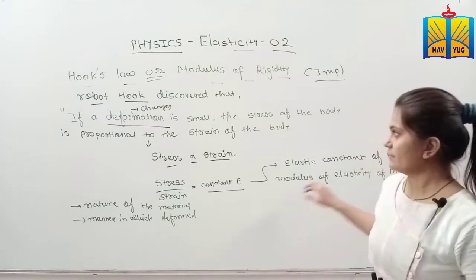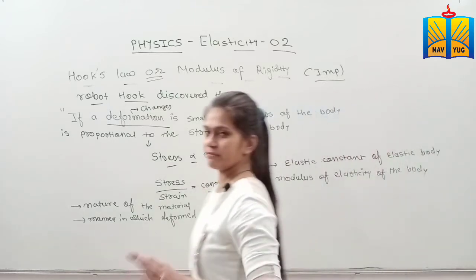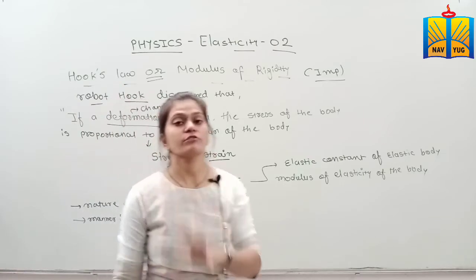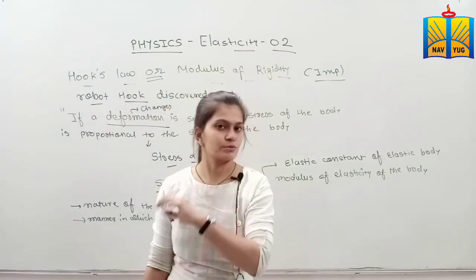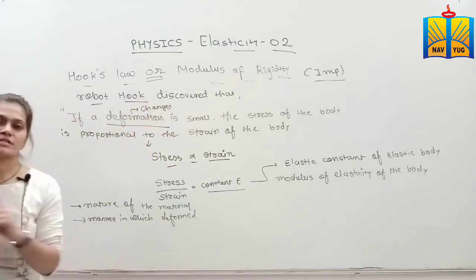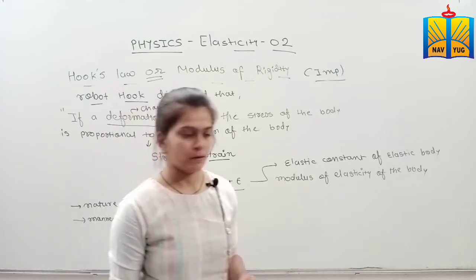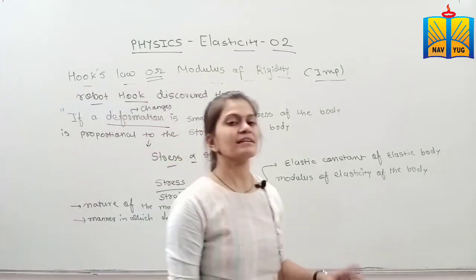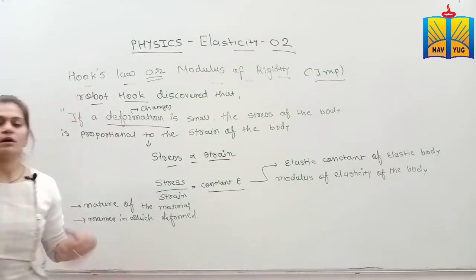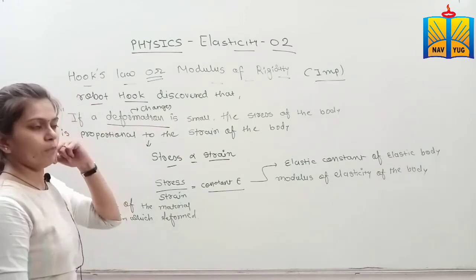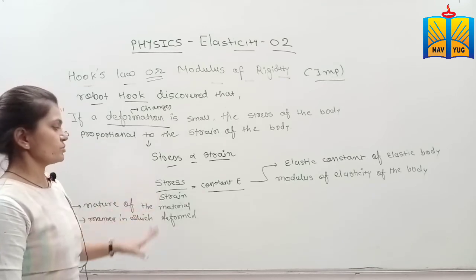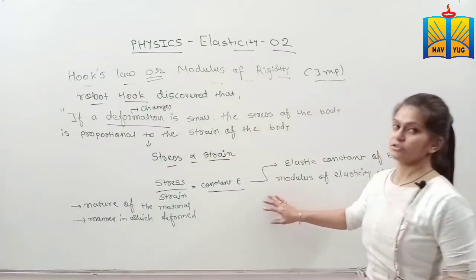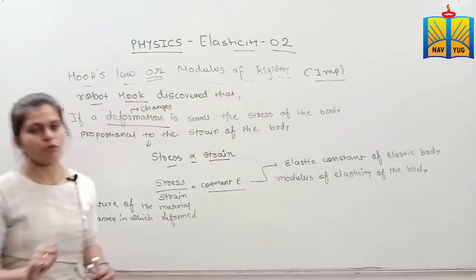Okay, now Robert Hooke discovered that if this deformation is small, at that time the stress of the body is proportional to the strain of the body. So we can say stress is proportional to strain. Now the equation becomes stress upon strain is equal to constant E. In this equation the constant E is called the elastic constant of the elastic body, or otherwise the modulus of elasticity of the body. Here normally the material does not depend on stress and strain, but it depends on the nature of the material and the manner in which the body is deformed.